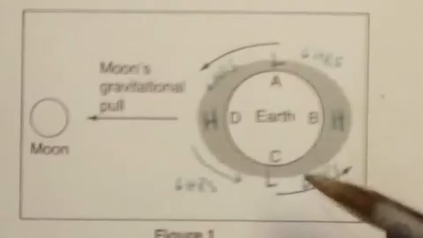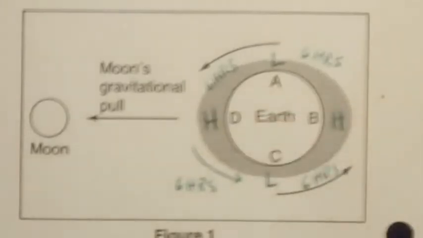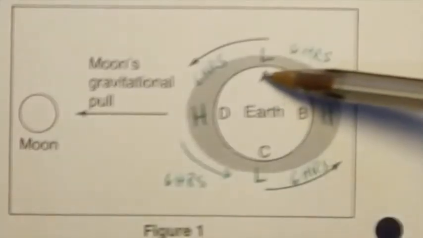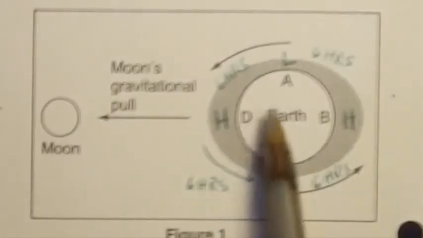Now, taking a look at the question, which side of the Earth is facing the moon? That would be position D. Which sides of the Earth are having low tide? That would be position A and C. And which are having high tide? That would be positions D and B.